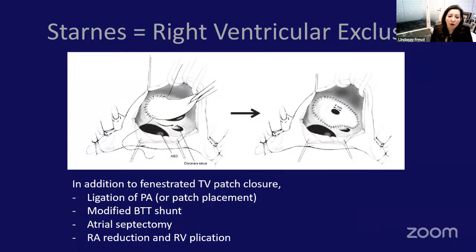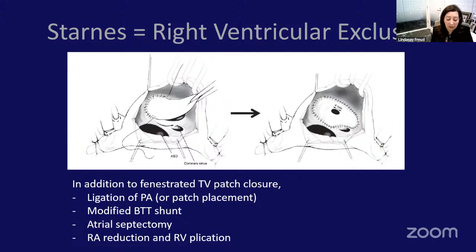And for those that aren't familiar with what this is, here's a brief picture, but it essentially involves putting a fenestrated patch over the tricuspid valve and excluding that right ventricle, which is often very deconditioned, and excluding the torrential tricuspid regurgitation from the circulation. And so essentially, you're making these children single ventricle, but only temporarily, and I'll get to that in a moment.